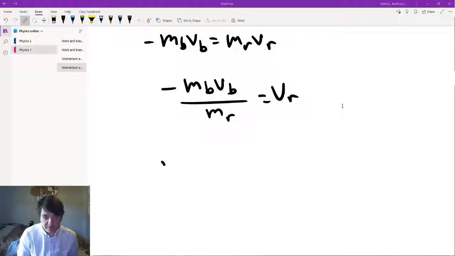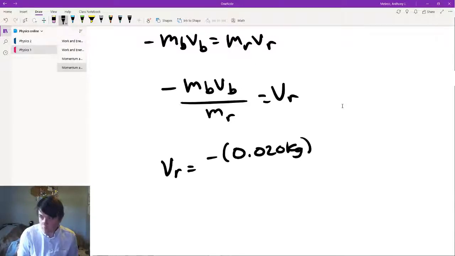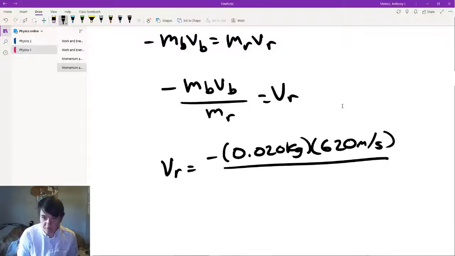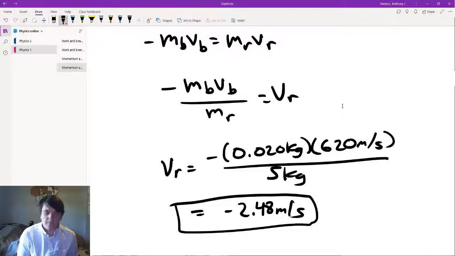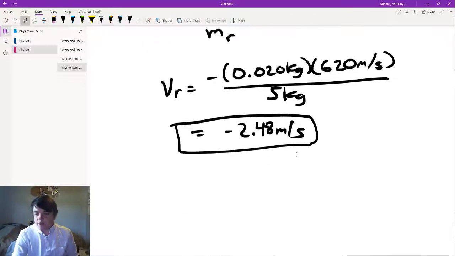I should probably be defining direction more often than I am. Okay, so negative 0.02 kilograms times 620, the velocity, over 5 kilograms. So you got this tiny number times this massive number over that regular number, and we ended up with a relatively normal number. So minus 2.48 meters per second.